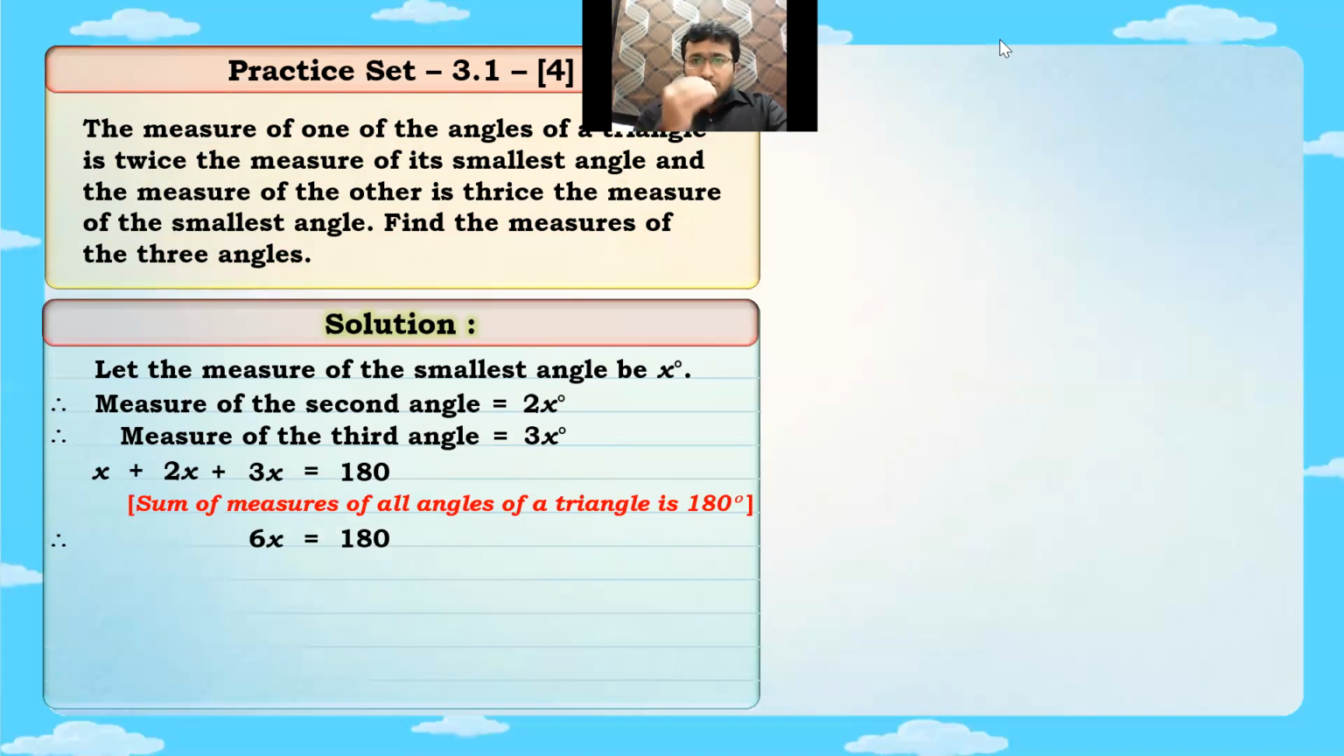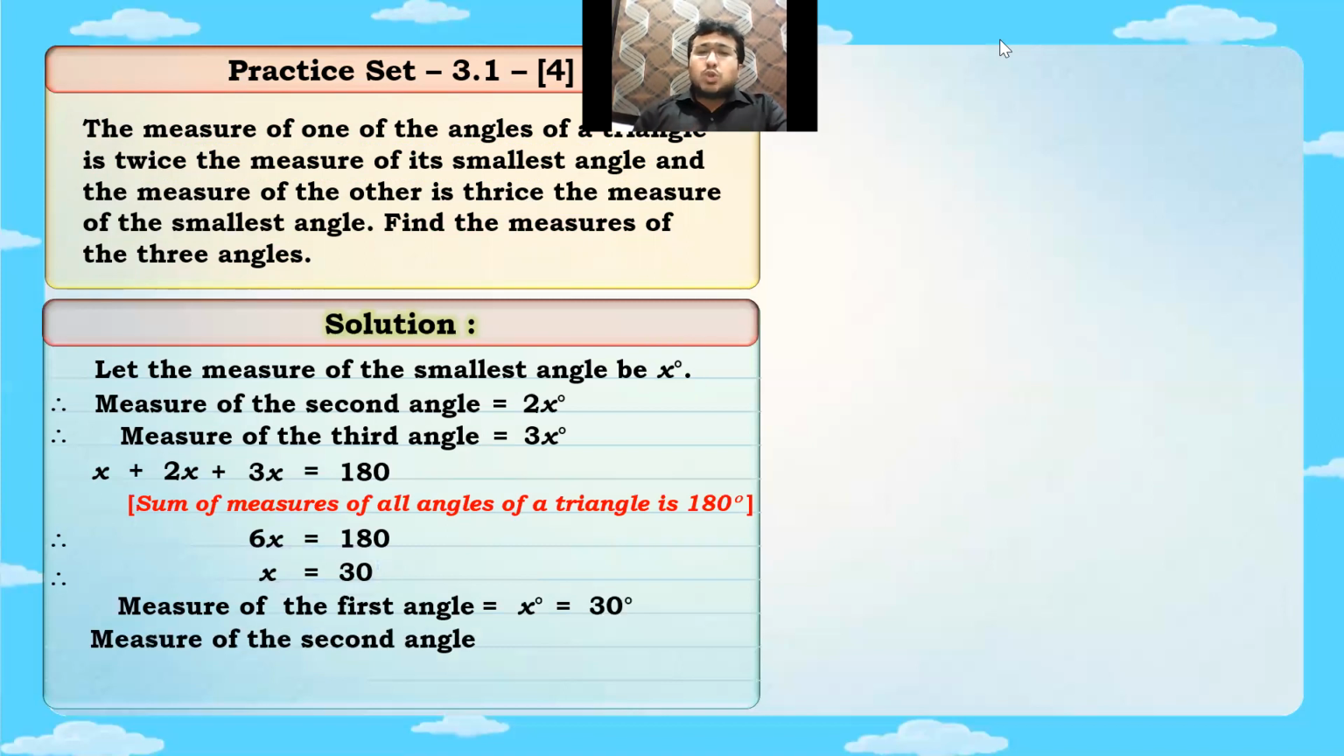6 multiplication, when it comes on this side, it becomes division. So x is equal to 180 upon 6. Tell me students, what will be 180 upon 6? Yes, superb. It will be 30. So students, the measure of the first angle was x, and x we have got as 30. So the measure of the first angle is 30.